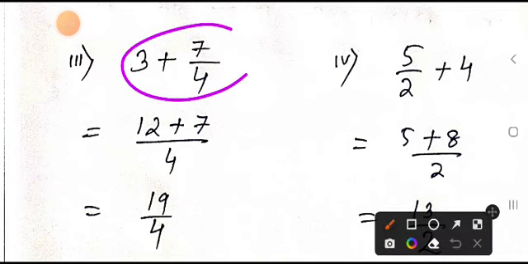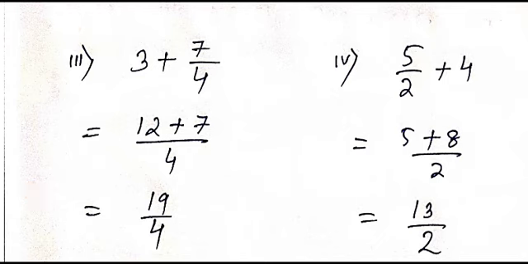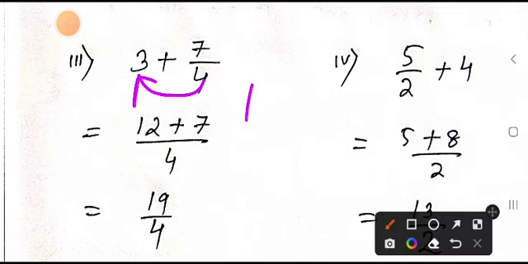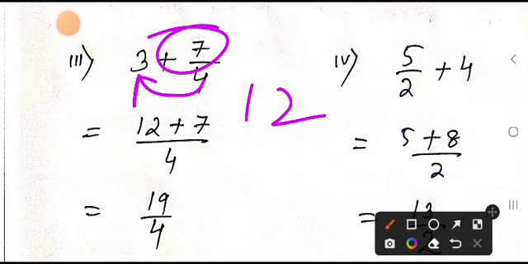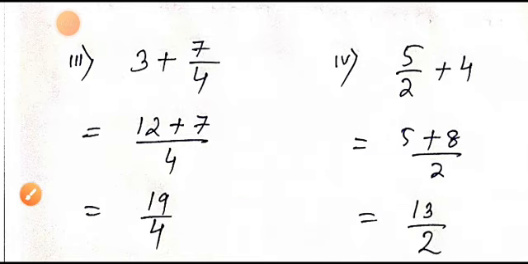Again, this is a case of addition. Also, this is a case of addition. So in this case, you have to add 4 3s are 12 and plus 7. The total will be divided by 4. 12 plus 7, that is 19. So the answer will be 19 upon 4.